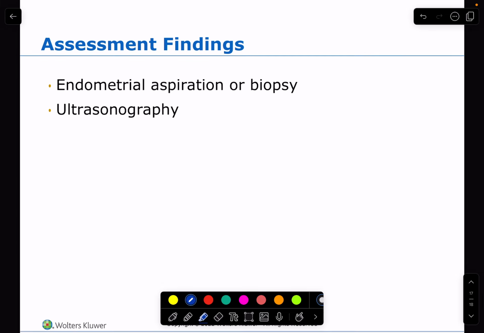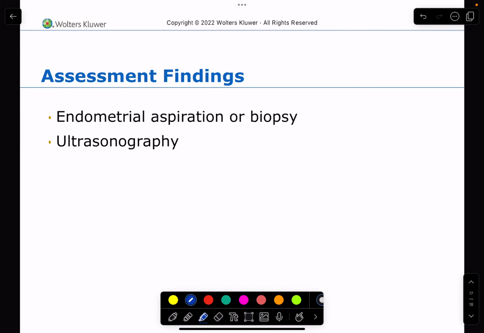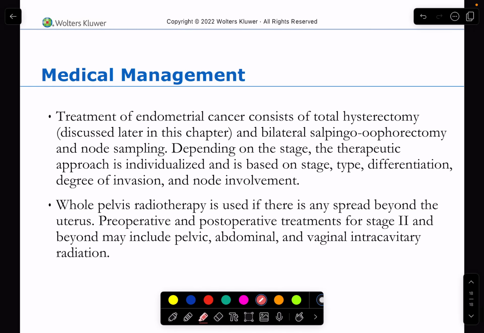And assessment findings: endometrial aspiration or biopsy, and ultrasonography. Endometrial aspiration is where we are getting a sample of tissues or cells in the endometrial lining of the uterus or the innermost lining of the uterus, kasi yun yung pinaka-common type of uterine cancer. And ultrasonography. Okay, medical management, treatment of endometrial cancer.